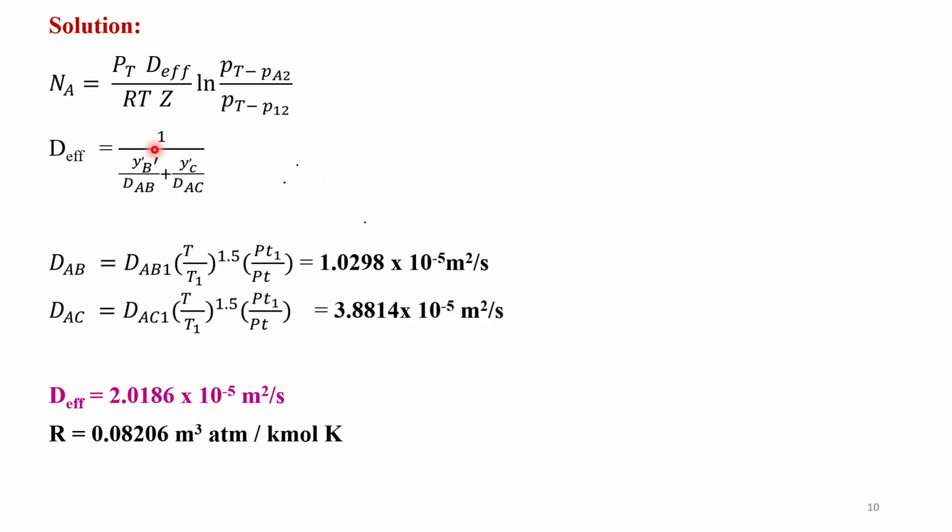So D effective, by substituting in this formula, comes to around 2 something into 10 power minus 5 meter square per second. And the R value, as I mentioned in the previous problems, is 0.08206 meter cube atmosphere per kilomole Kelvin. If you are taking this value, then you need to substitute pressure in atmosphere and temperature in Kelvin. So all the data are now available, just substitution, and by substitution we'll get the molar flux value. So I hope you have understood. Next, we'll move on to the next problem.